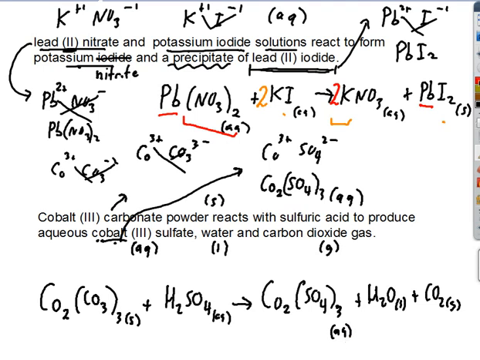Now it's balancing time, and balancing, we balance the metals first. I've got 2 cobalts. I can now leave the cobalts for the time being. Next thing I balance is my polyatomic ions. I've got 3 carbonates over here. Unfortunately, the carbonate has decomposed to carbon dioxide, so I can't balance the carbonates directly. But I can balance the sulfates. I've got 1 sulfate in the sulfuric acid, but I've got 3 sulfates in the cobalt-3 sulfate. To make 3 sulfates on both sides, I need 3 molecules of sulfuric acid.